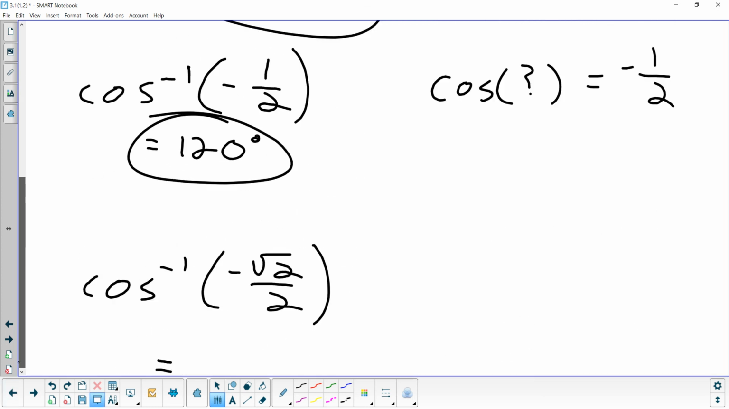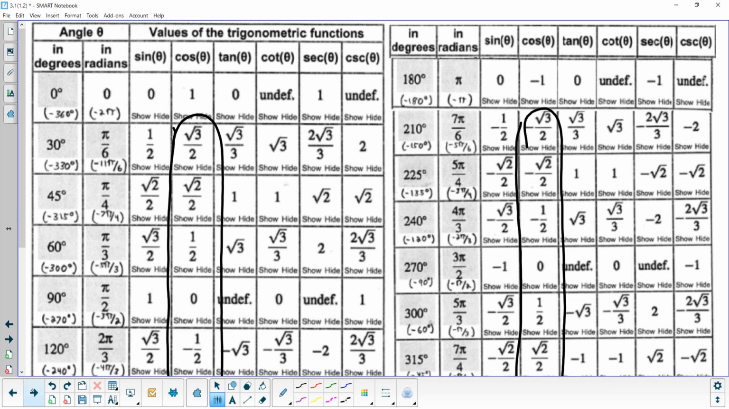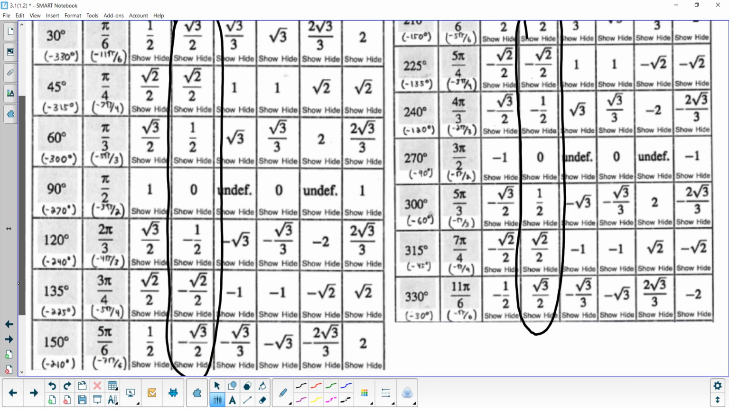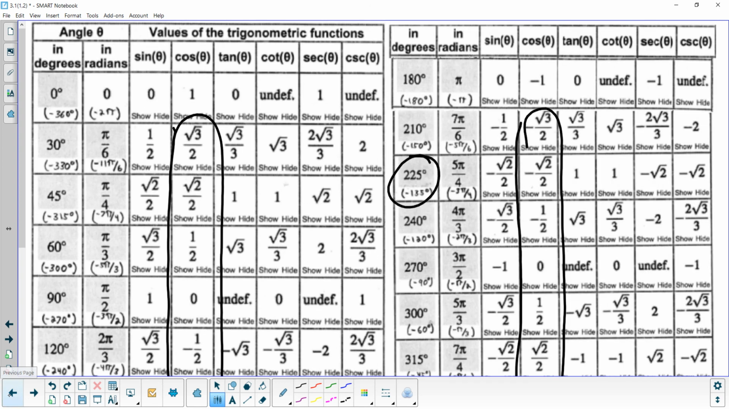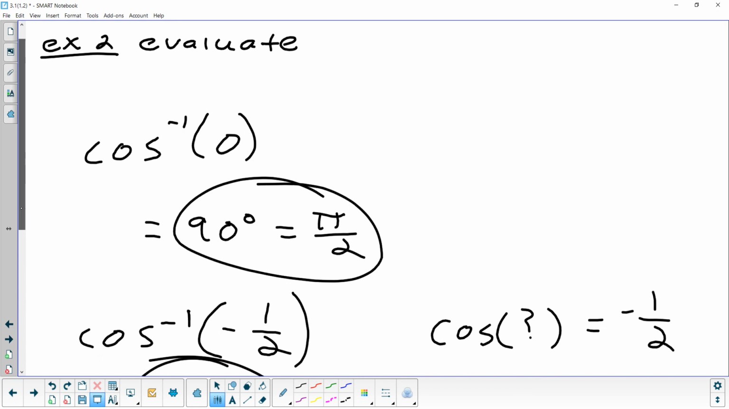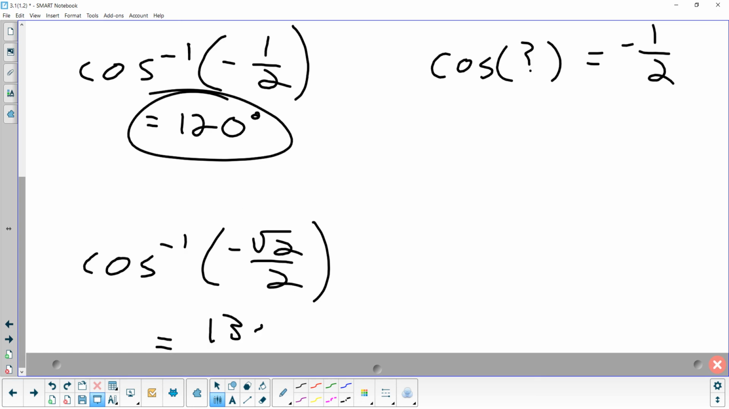So where do we see negative root 2 over 2? Raymond? At 135. 135, and is that between what we want? Yes. So we don't have to worry about negative 225. We don't have to worry about positive 225 or negative 135. Right? So positive 135 is my answer. All right. Any questions on that one?